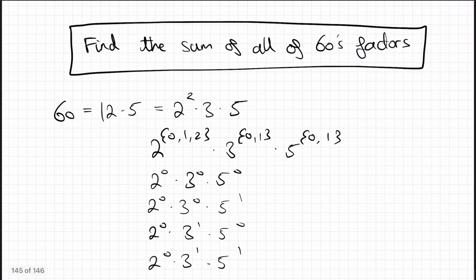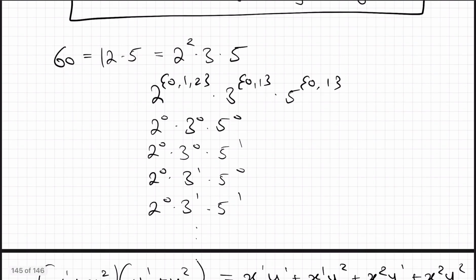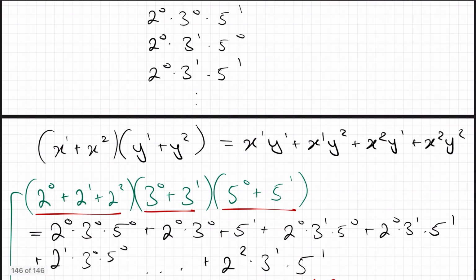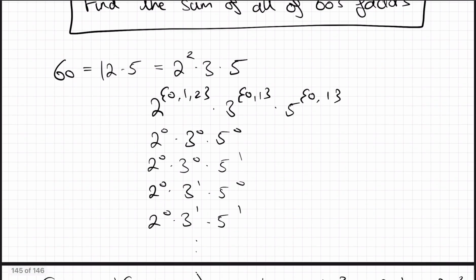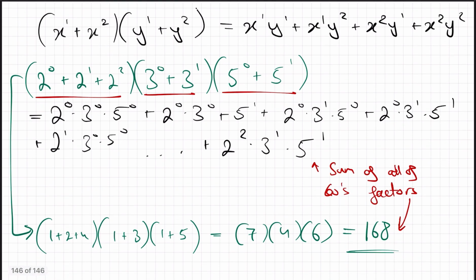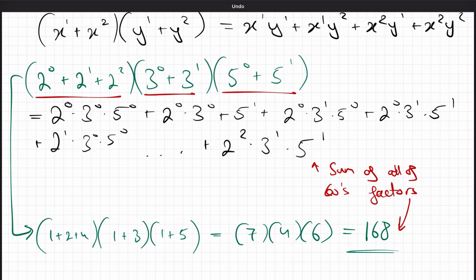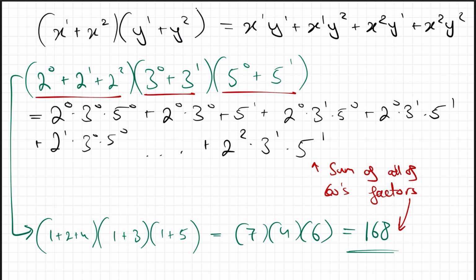I've used 60 here, but if this was a different number, then what you do is split it into its prime factorisation, then put them in brackets so that it starts from 0 and goes up to whatever the max power of that number is. Multiply them all out, and then this form is easy to evaluate, so we can easily work out what the sum is, which is 168 in 60's case.